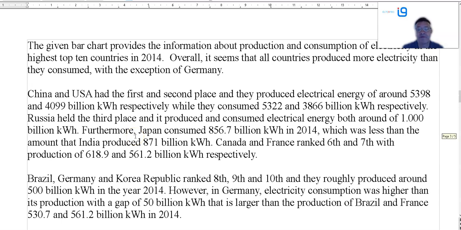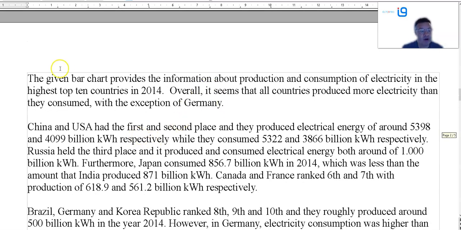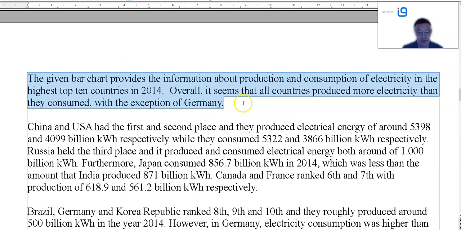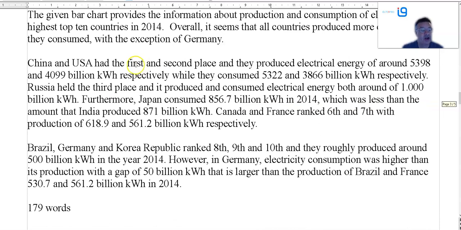179. Okay, now this one's better. Given bar charts, all countries produce more than consume, with the exception of Germany. That's good. China and USA first and second place, respectively. Russia third place.